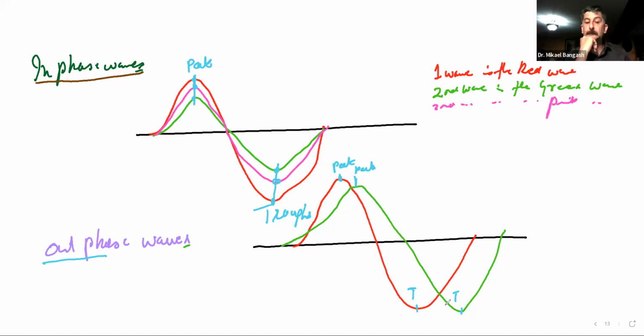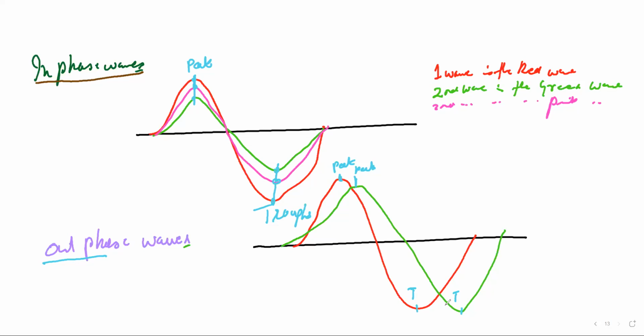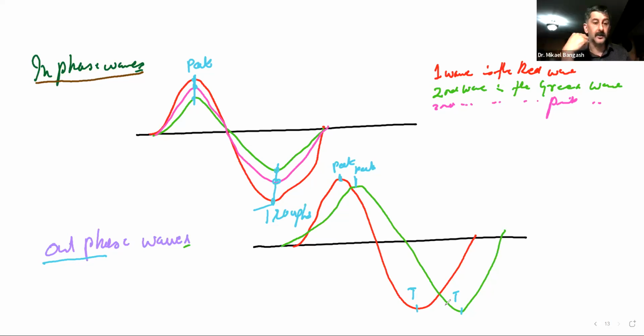Did that make sense? Okay. So we had 2 kinds of waves. Waves could be in phase or out of phase. What makes them in phase? When the peaks and troughs occur at the same time. Whereas if they were out of phase, the peaks and the troughs happen at different times.